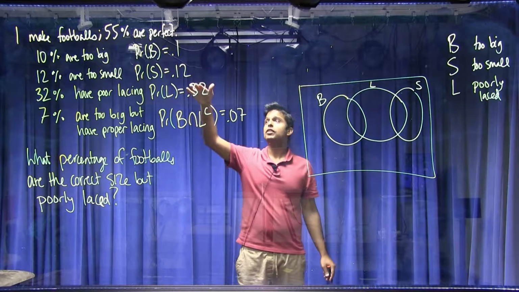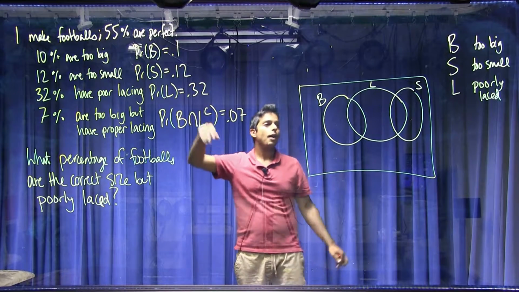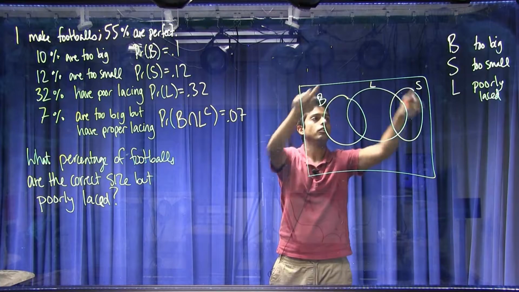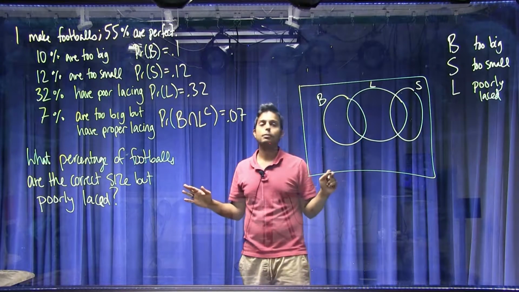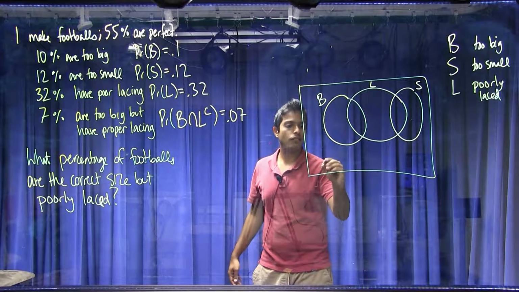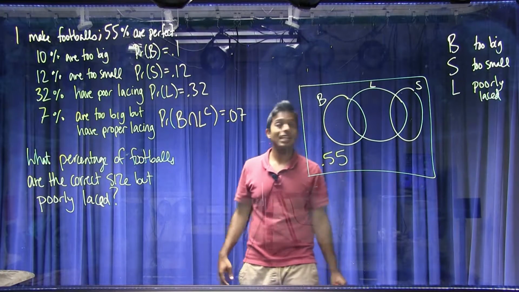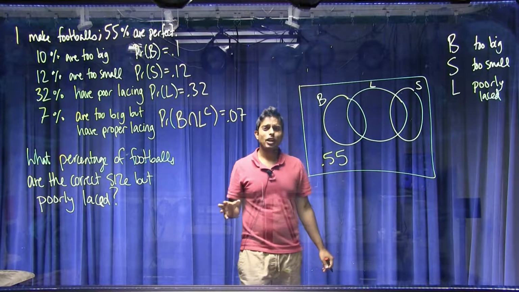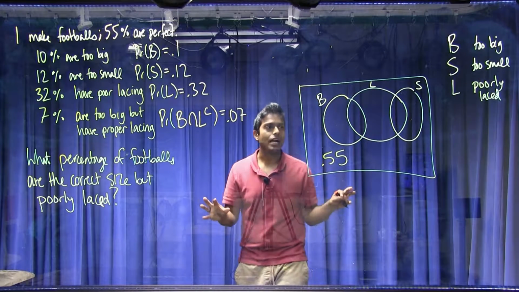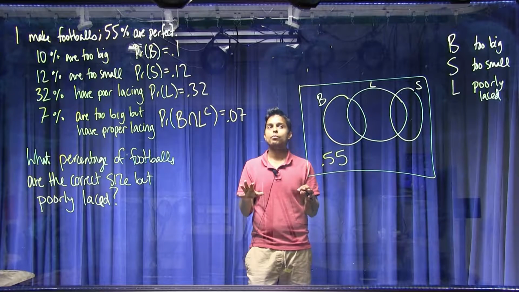And we also know that 55% of them are perfect. That means 55% of them are out here, because the ones in B or in L or in S have problems. So let's put a 0.55 out here, because those ones are perfect. And let's start filling in this Venn diagram. Okay, so here we won't necessarily work from the inside out. Let's just start filling in what we know.